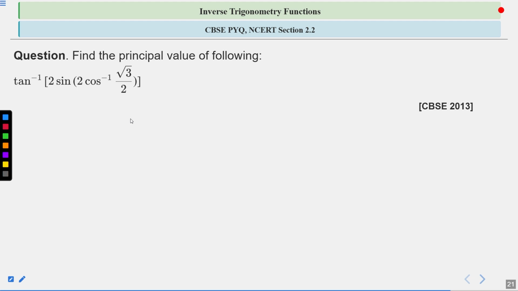Now we know that the value of sine pi by 3 will be root 3 by 2. So 2 into sine pi by 3, 2 into root 3 by 2, will be root 3. And we know that tan inverse root 3 is basically pi by 3. Clear? So in this way, from inside to outside, we can easily calculate the value of the given expression. You just need to put the values, and you have to just remember the values of different trigonometric functions from 0 degree to 90 degree, right?